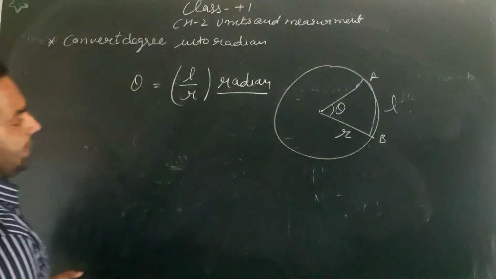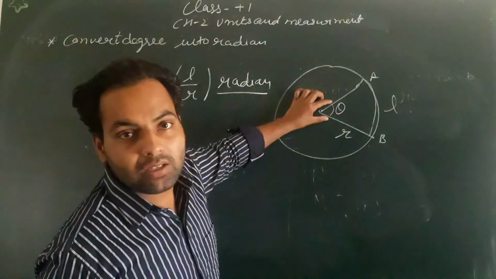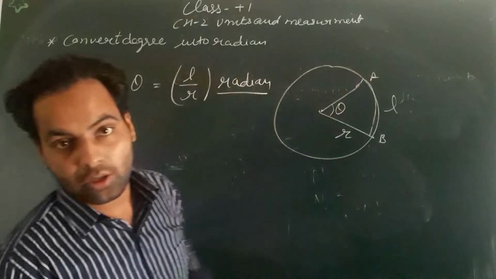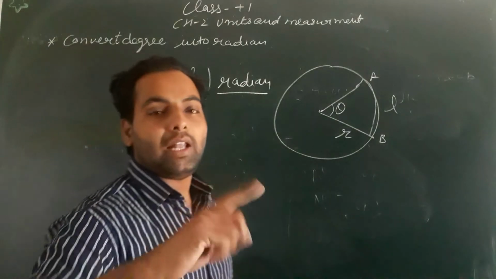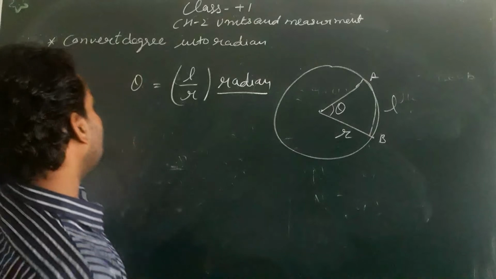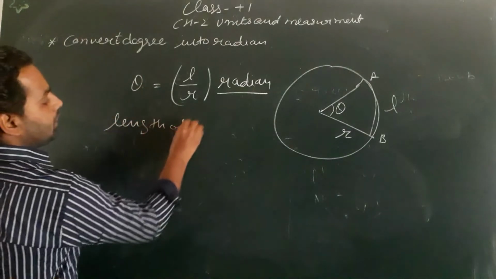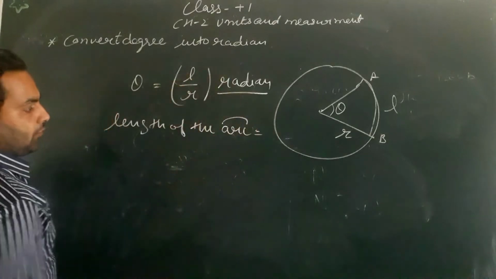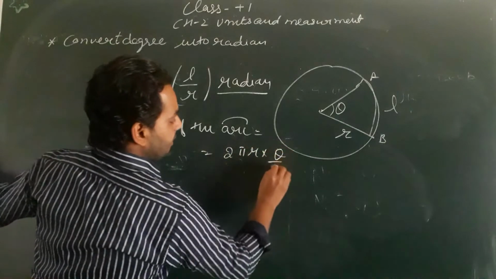So if we say that theta is the angle at the center of a circle and r is the radius of the circle and l is the length of the arc. In class 10th we discussed a formula to find the length of the arc. What is the formula of length of arc? The formula is 2 pi r theta by 360.